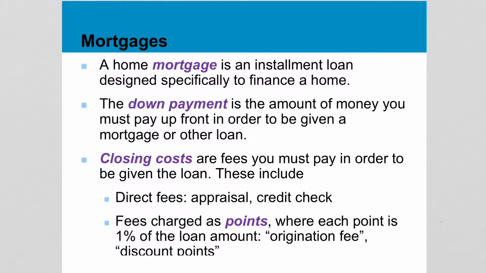A home mortgage is an installment loan specifically designed to finance a home. The down payment is the amount of money you must pay up front in order to be given a mortgage or other loan. Closing costs are the fees you must pay in order to be given the loan. These include direct fees like the appraisal and credit check, and fees charged as points, where each point is 1% of the loan amount.